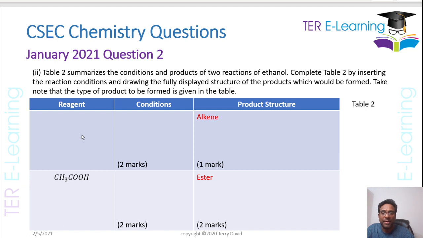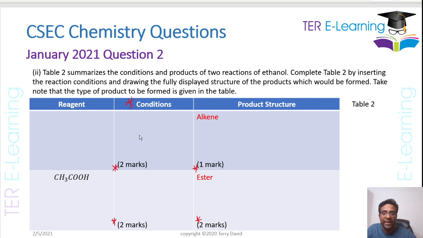Now, the second part here, they said table 2 summarizes conditions and products of 2 reactions of ethanol. Complete the table by inserting the conditions. So when it comes to organic chemistry, you guys need to know the conditions for different types of reactions. And they want us to draw the fully displayed structure of the products which would be formed, right? Take note that the type of product to be formed is given in the table. So if we look at the first row, and by the way, look how many marks you're getting for this. This is 2 marks here, another mark here, so that's 3 marks, and 2 is 5, and 2 is 7. So that's 7 marks. So if you knew your organic chemistry, this would be a very easy question in the exam.